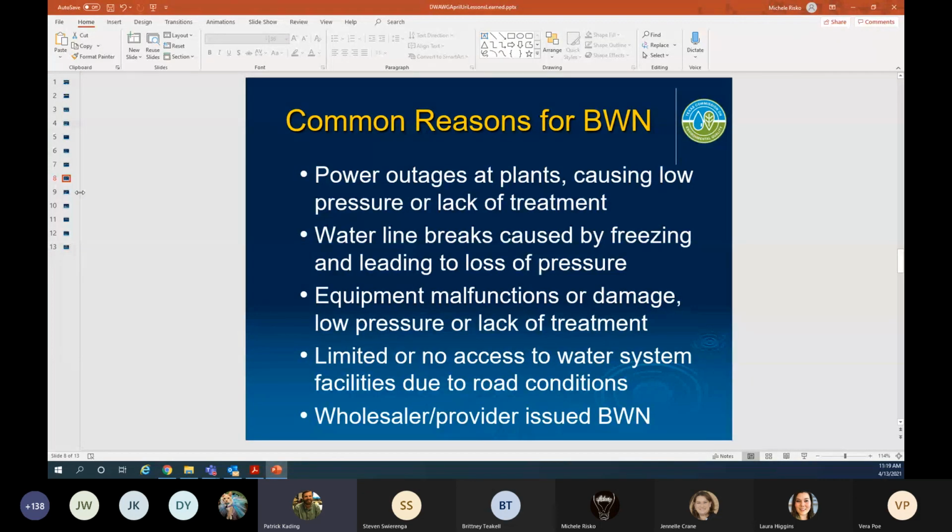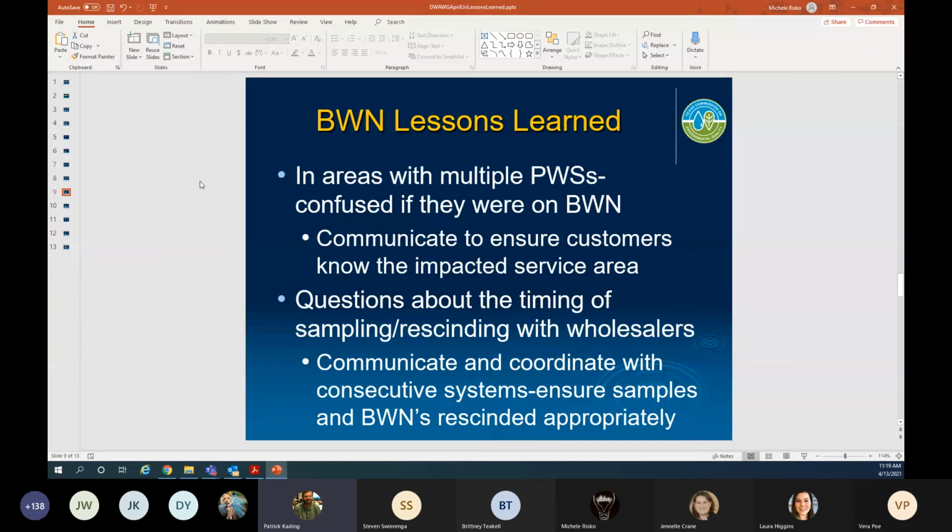So in the end, it was really about freezing causing issues to infrastructure, and then the power outages that led to loss of pressure and loss of treatment. Next slide. There were some common questions and issues that came up.